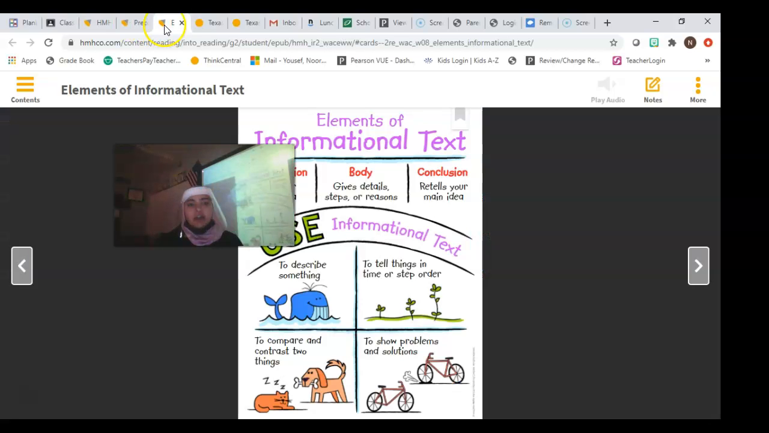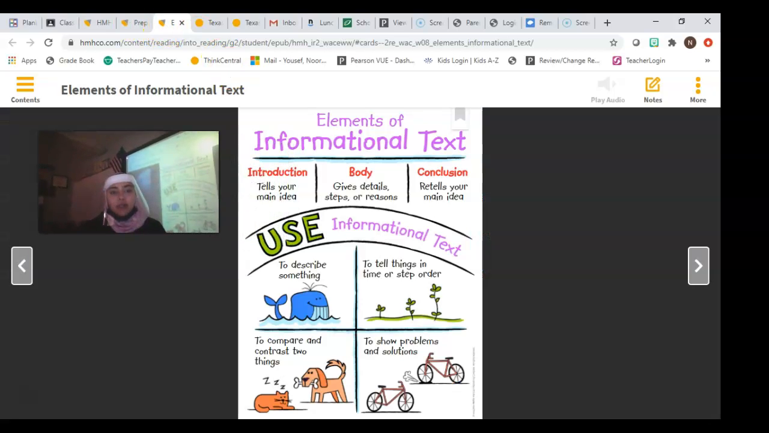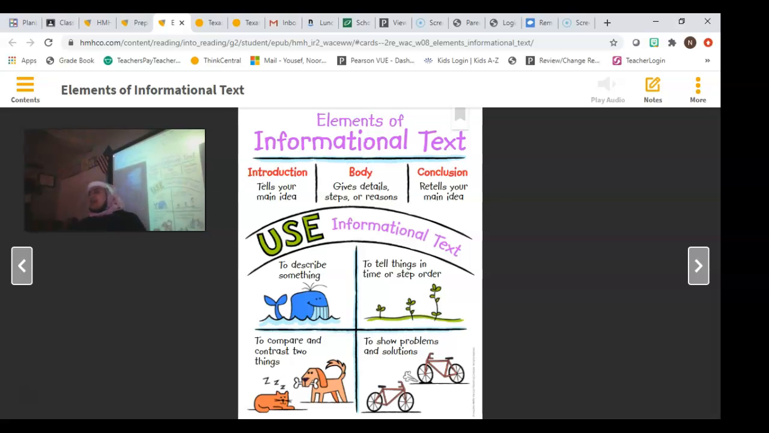Many Kinds of Matter is a non-fiction book. Non-fiction means that it is a book with facts and informational facts. If we look here, we've discussed this before, we use informational text, or non-fiction stories, to describe something or to tell things in time or in different steps. You can also use informational text to compare and contrast things, to show problems and solutions.